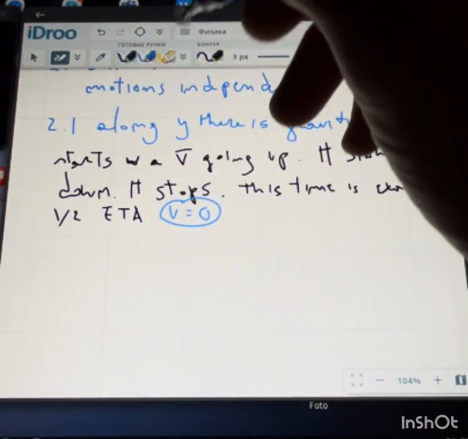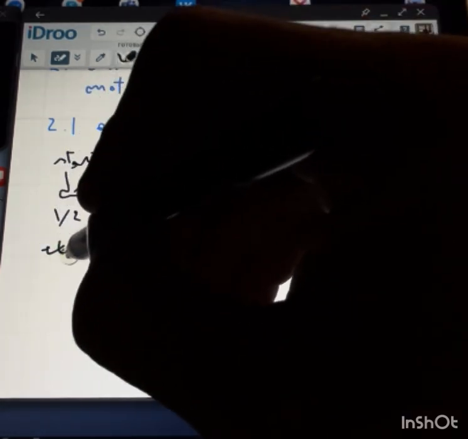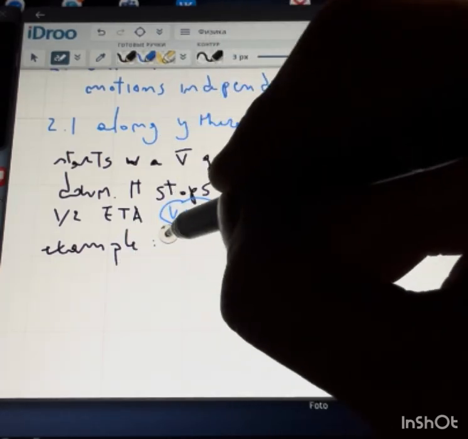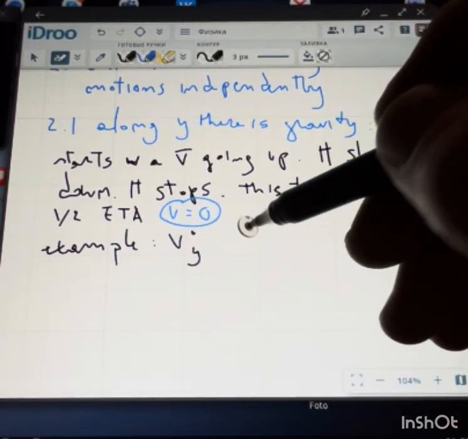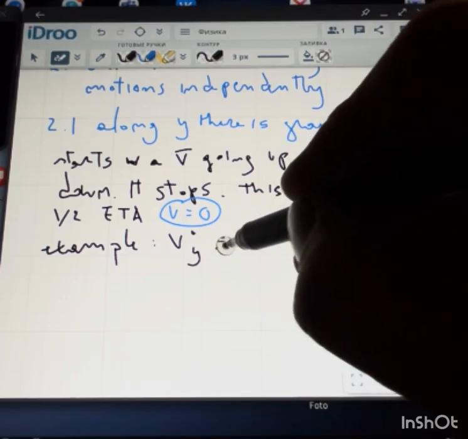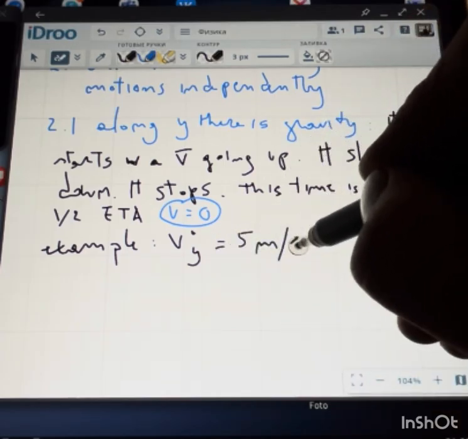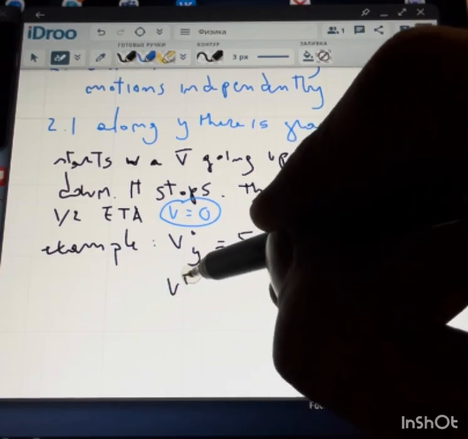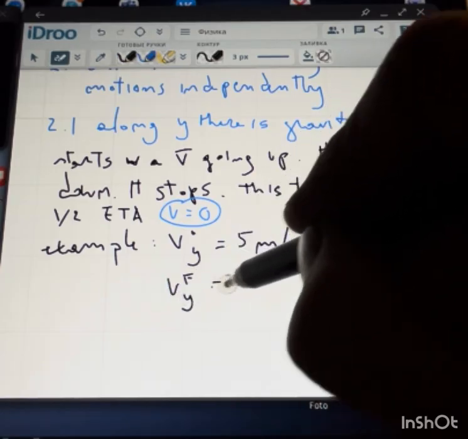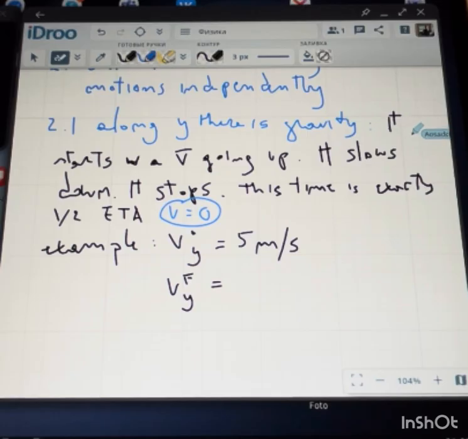Okay, quick example. Let's see how much time you need. Example: v0y, the starting upward velocity, let it be 5 meters per second. What is the final velocity along the y-axis? I said the upward velocity is 5 meters per second, and I wish you to tell me the final velocity.